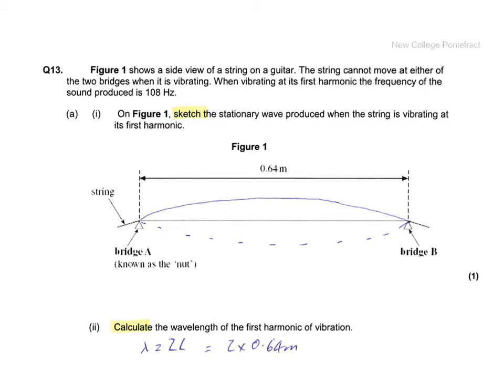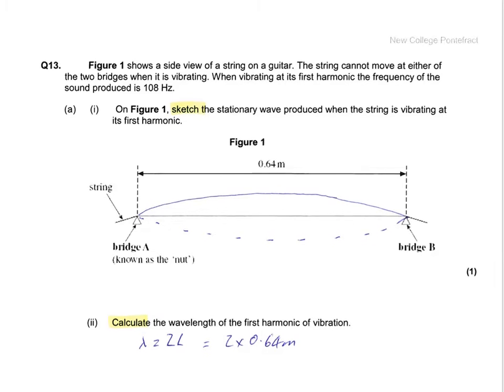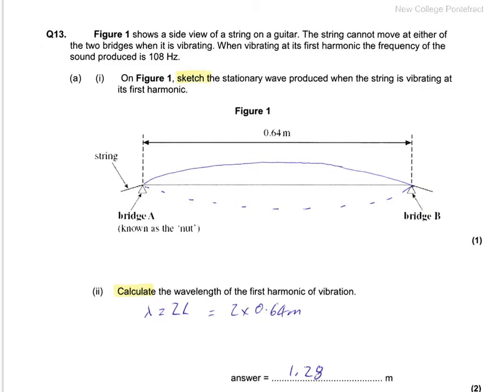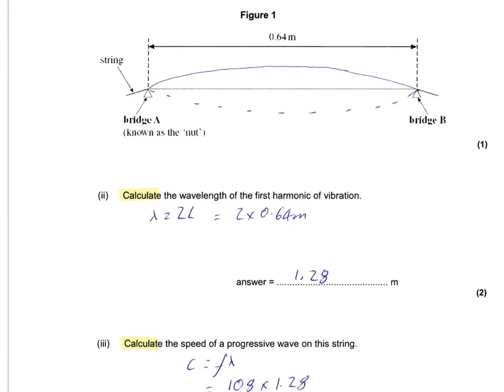And then, so we've got the string. First harmonic means longest possible wavelength, lowest possible frequency. So I've simply got one antinode in the middle. Calculate the wavelength of the first harmonic. Well, the wavelength is twice the length of the string, so 2 lots of 0.64 is 1.28 meters.